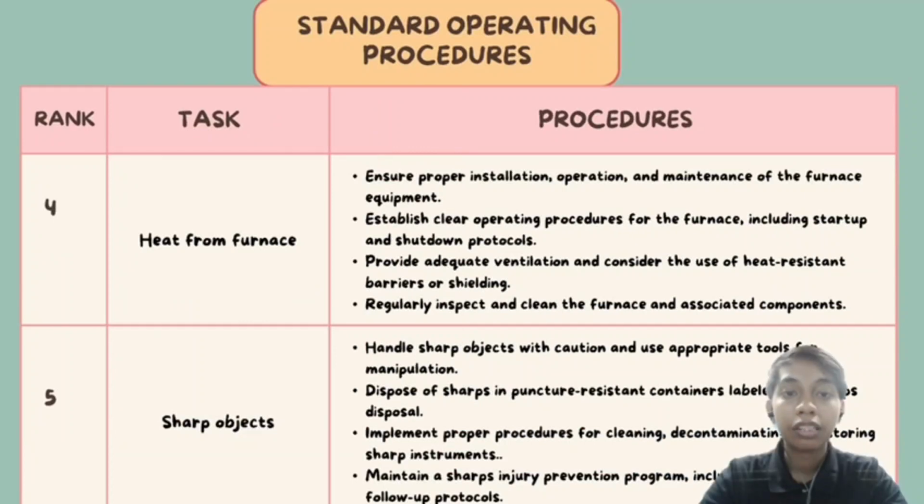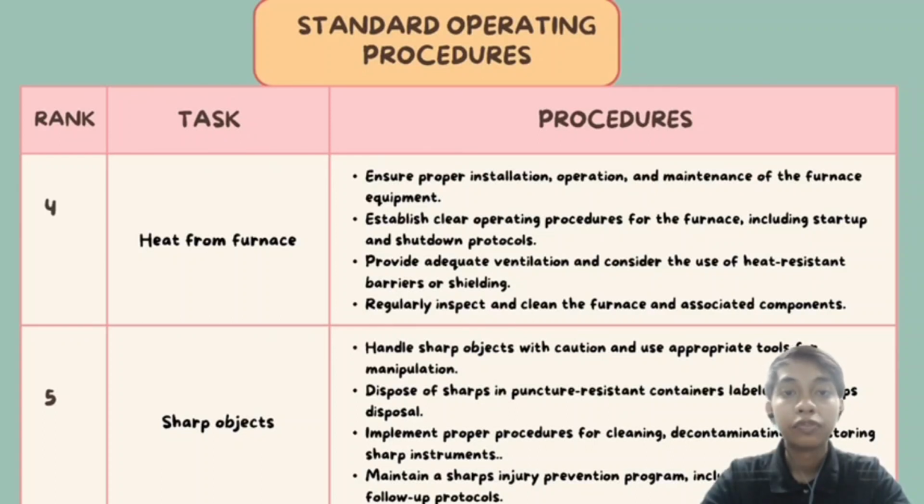We will see the SOP for heat from furnace. The SOP is, first, ensure proper installation, operation and maintenance of the furnace equipment. Second, establish clear operating procedures for the furnace, including start-up and shutdown protocols. Provide adequate ventilation and consider the use of heat-resistant barriers or shielding. And then regularly inspect and clean the furnace and associated components.